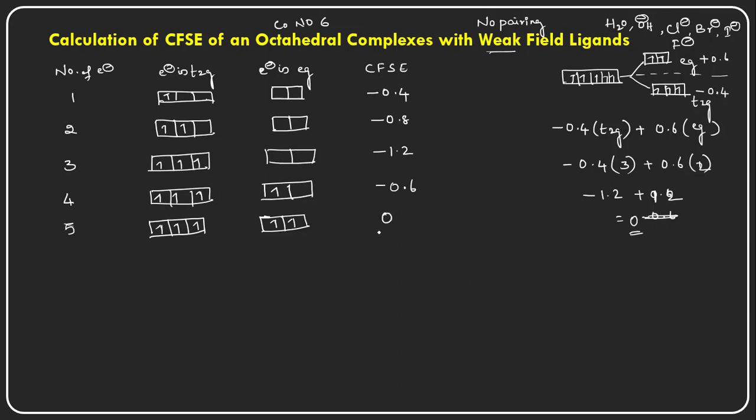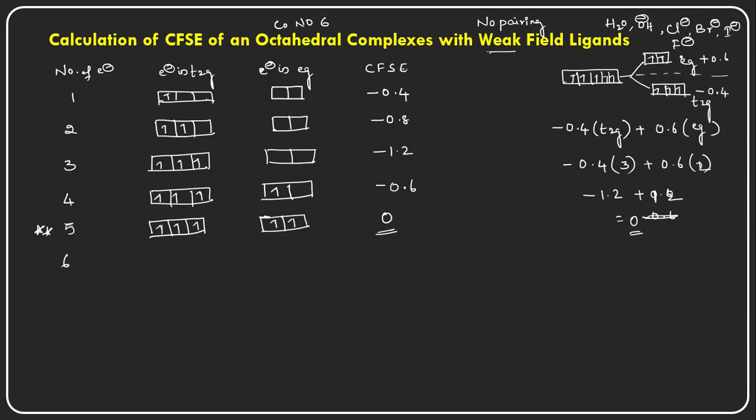So the crystal field stabilization energy for 5 electrons in an octahedral complex, in the weaker ligand field, will be 0 crystal field stabilization energy. So this is an important point. Okay, now let us see the sixth one, and where the sixth electron enters.